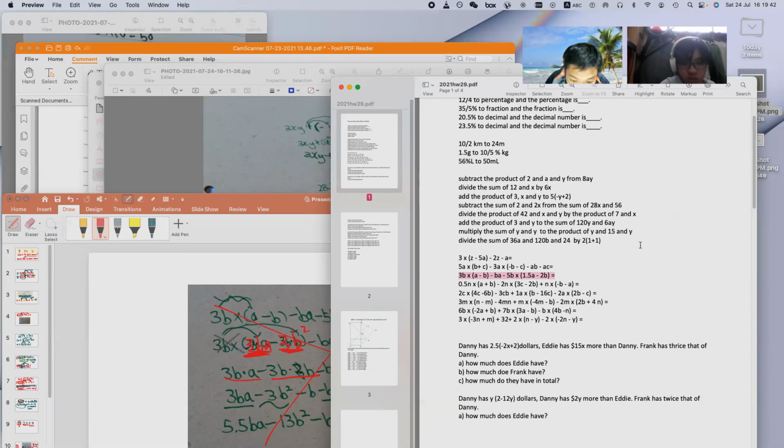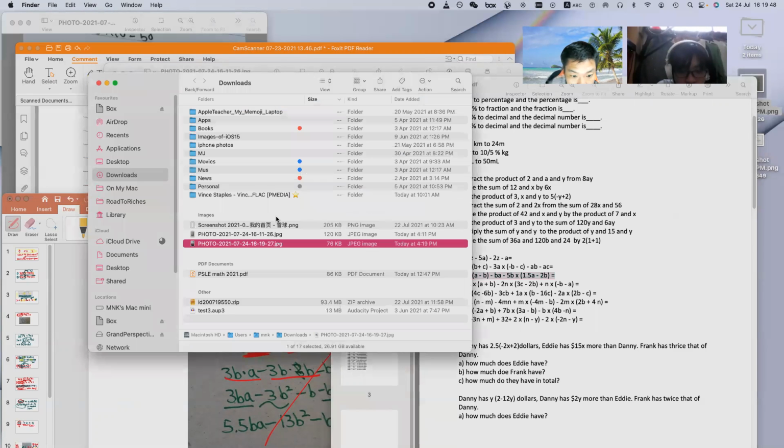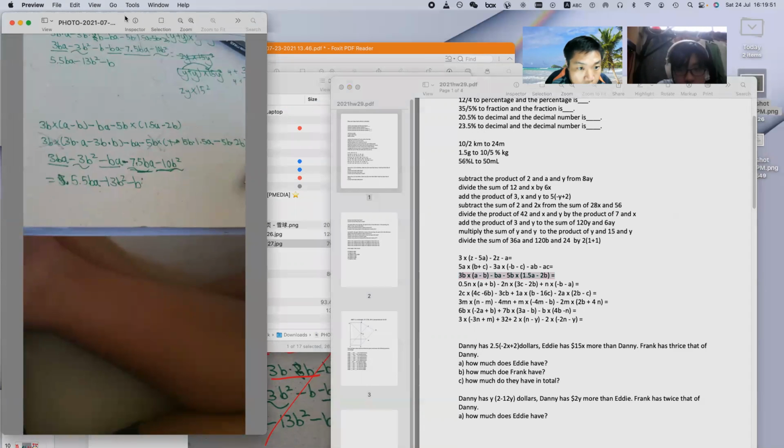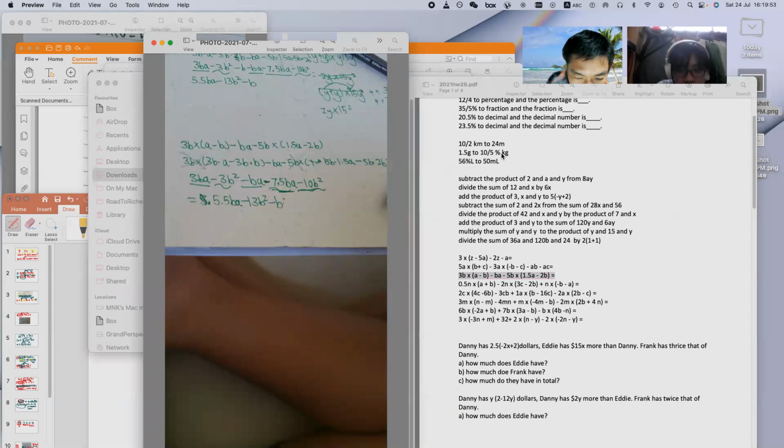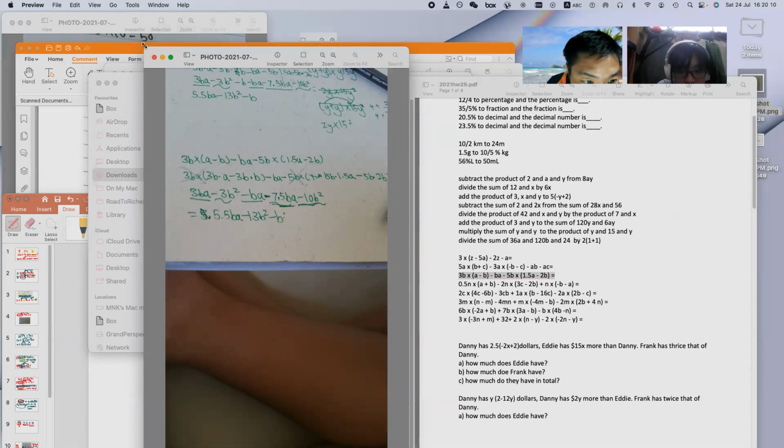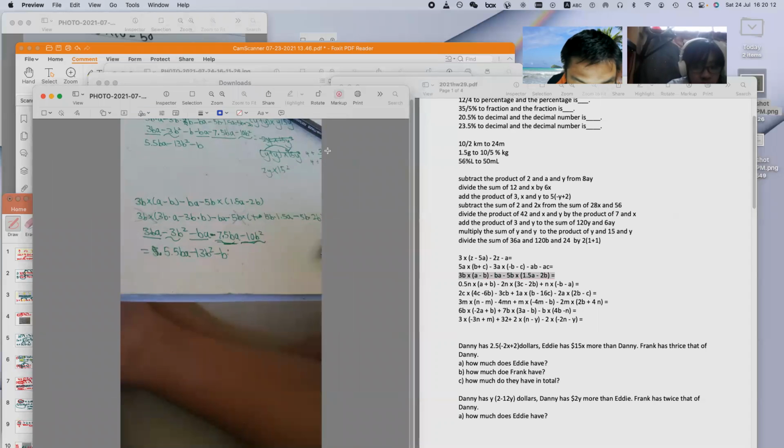Okay, let me just share it in my computer. Okay, good. Huh? I ask you to simplify here. You go and do. Okay lah, you simplify also can, but where's your bracket for this question? Can you see your bracket here? Can you see your bracket here? Can you see your bracket here?